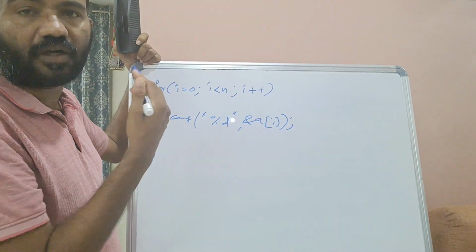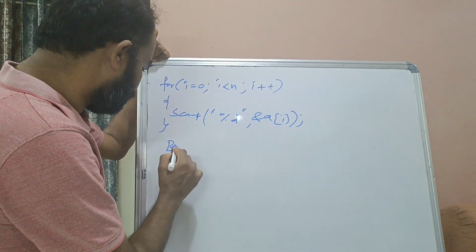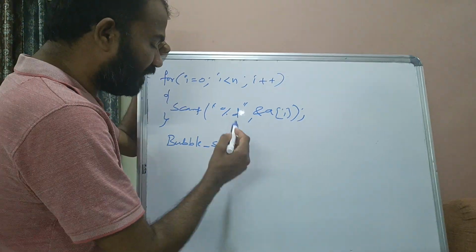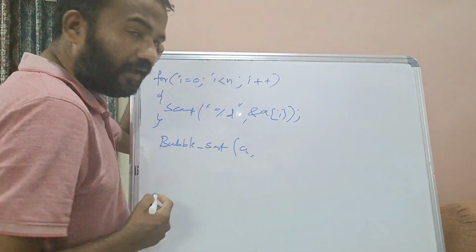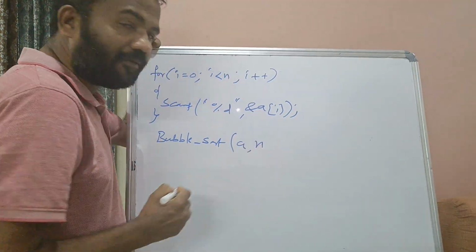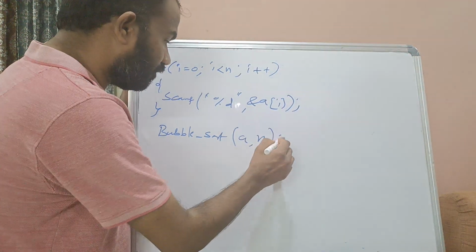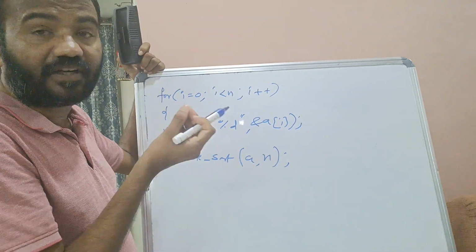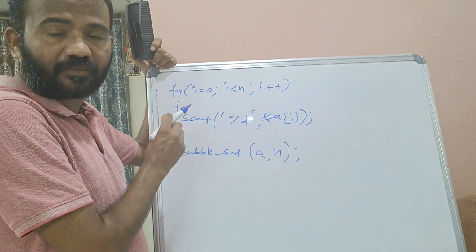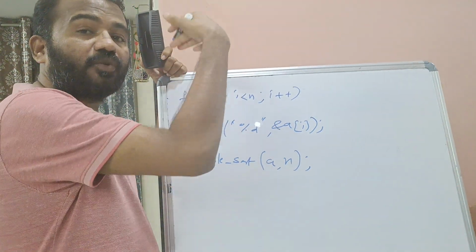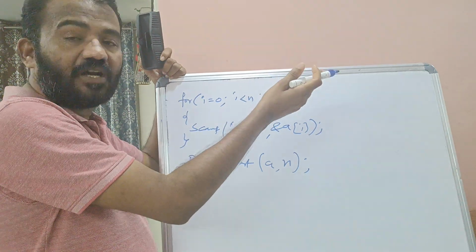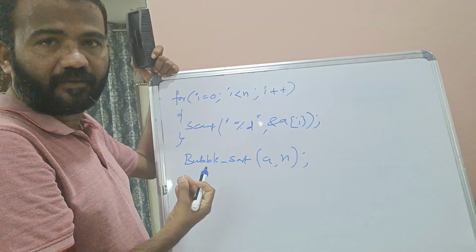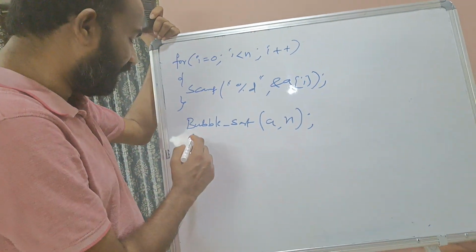Now the third step, we need to call the function bubble sort. I am calling the bubble sort function with the arguments a, the array name, and n, the size of the array. After calling the function, we need to write the logic of bubble sort in the function. After finding the logic, we are going to return the sorted array elements. So finally, we need to display the sorted array elements.